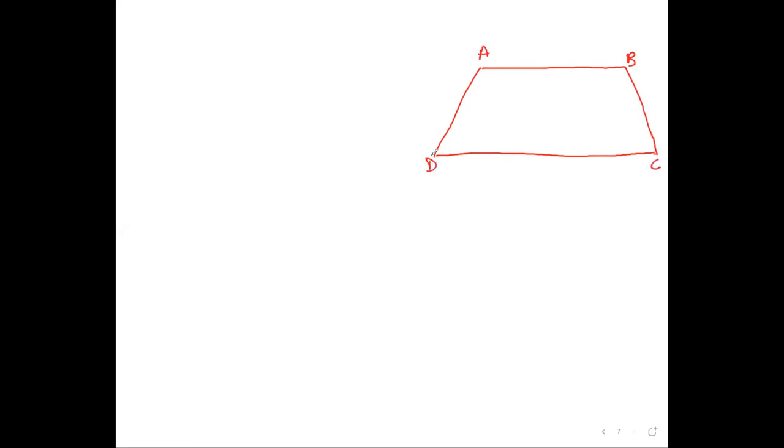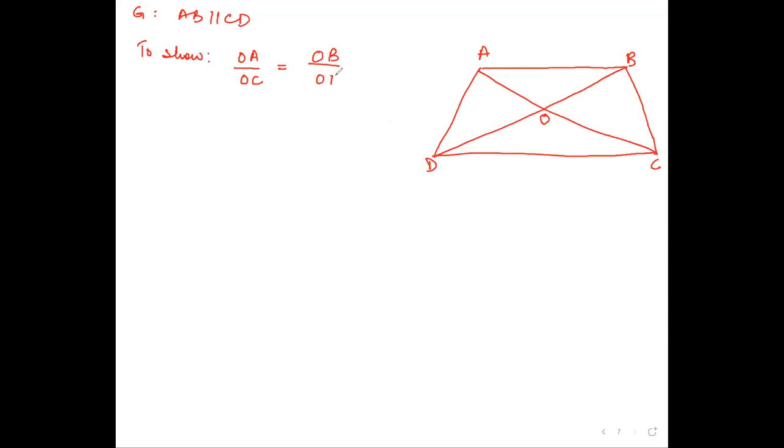So ABCD is a trapezium. Write down what is given, that line AB is parallel to CD. The diagonals intersect each other at point O, so you have to draw the diagonals, and they intersect at point O. Using a similarity criterion for two triangles, show that OA upon OC is equal to OB upon OD.